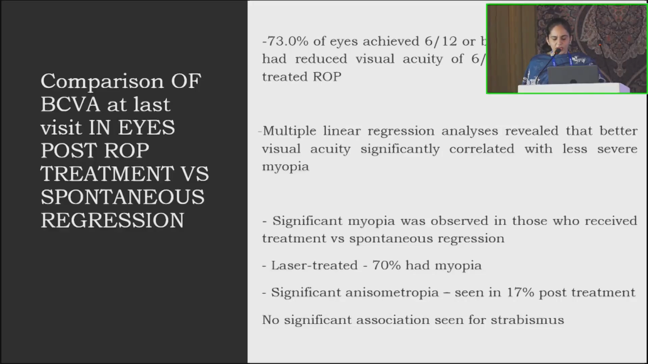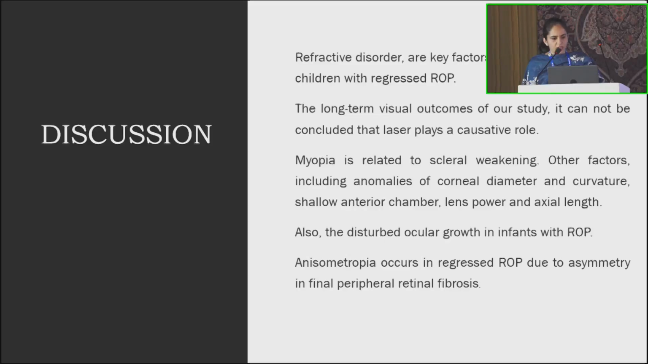Multiple linear regression analysis revealed that better visual acuity significantly correlated with less severe myopia. Significant myopia was observed in those who had treatment, and out of the laser treated, 70% had myopia, and anisometropia was seen in only 17%. There was no significant association seen for strabismus patients.